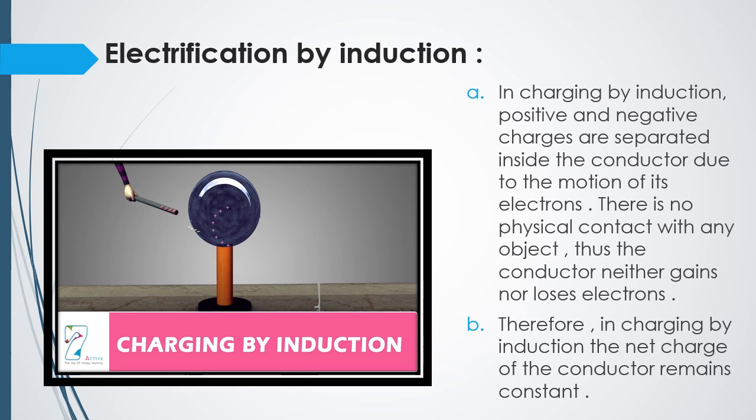If we approach a negatively charged object to this conductor, the electrons of this object will repel the electrons and attract the protons in the conductor. So we will separate the positive charge of the conductor from the negative charge of the conductor.